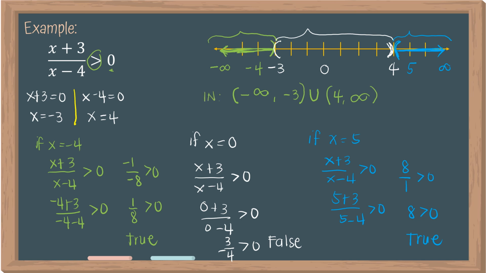If you're going to write this in set notation, this will be written as x such that x is less than -3. And then union, this is just a U, we have x such that x is greater than 4. Okay, so that will be the solution set for our given inequality. So this is our answer.